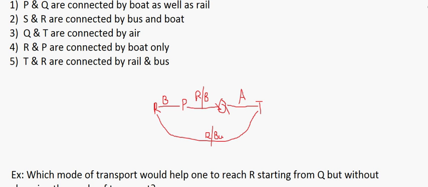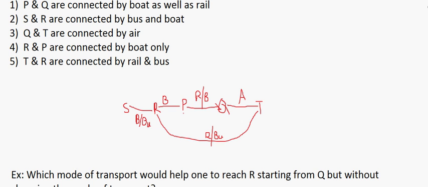We left one statement, which was S and R are connected by bus and boat. S here, bus and boat. So this is the diagram which we would get after reading all the statements. Now which mode of transportation would help one reach R starting from Q, right?